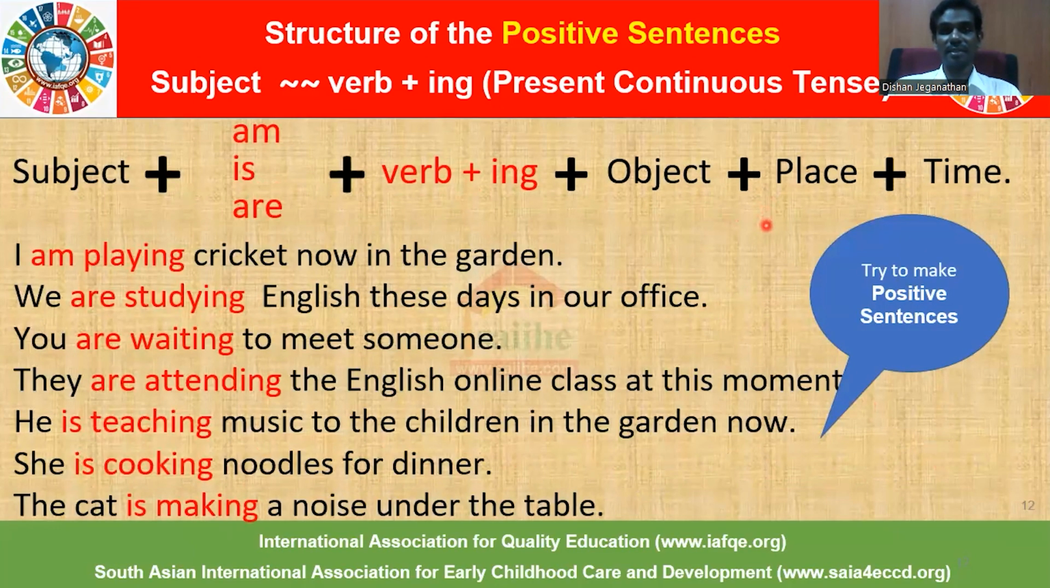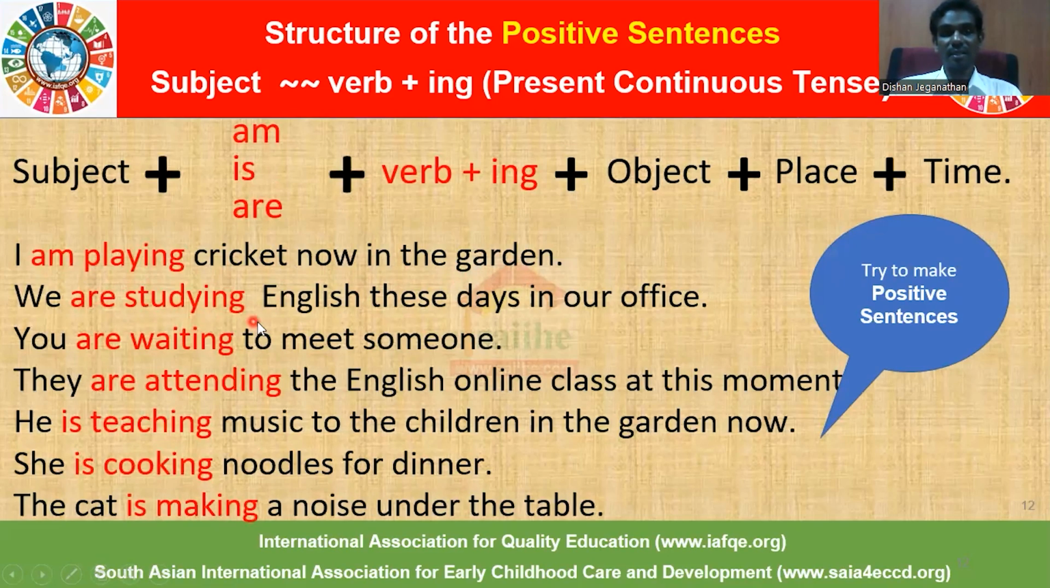Let's look at some examples in detail. I am playing cricket now in the garden. I is the subject plus am, verb plus ing, playing, object cricket. Now in the garden. So now refers to the time and in the garden refers to the place. So by using these, we could make a proper and meaningful sentence.